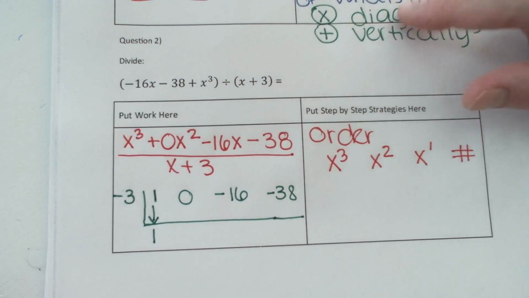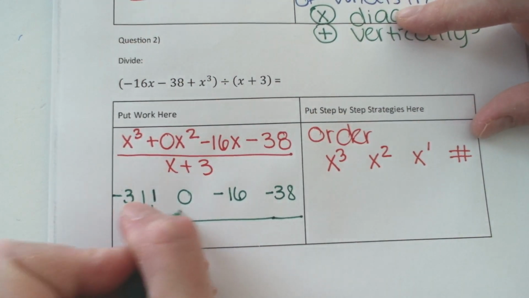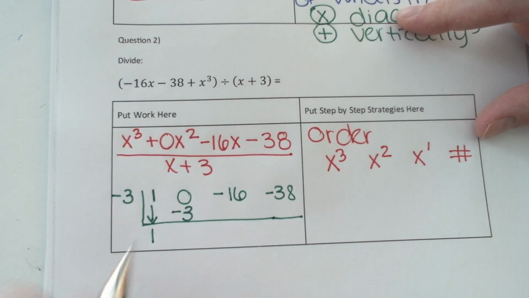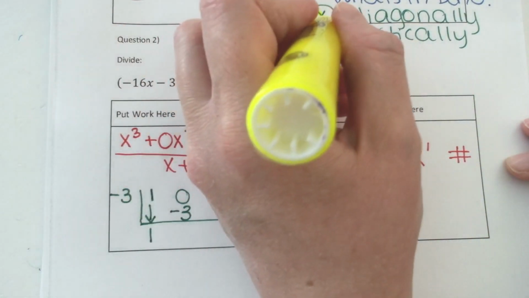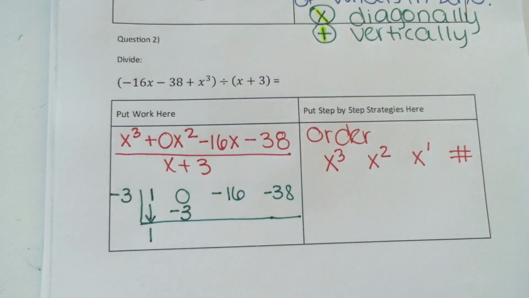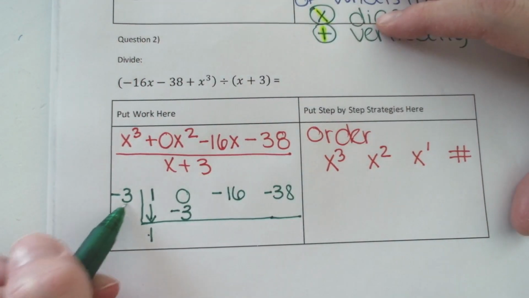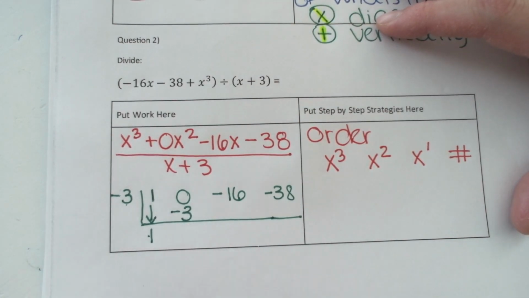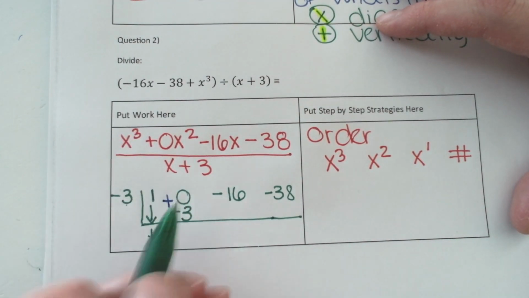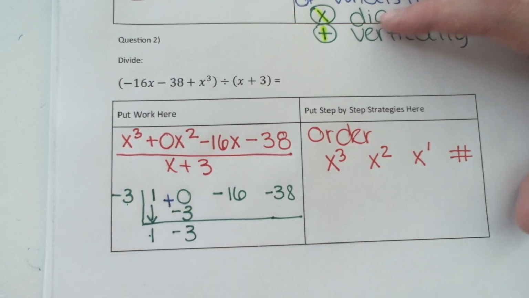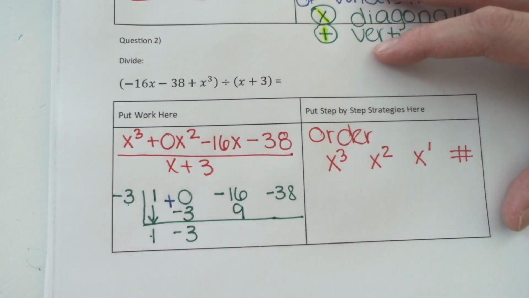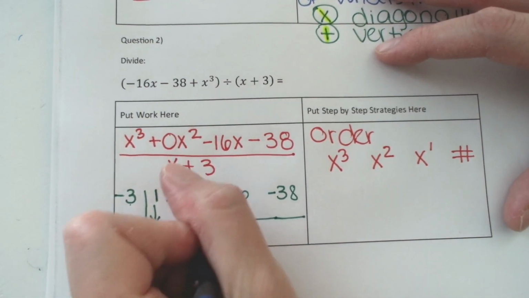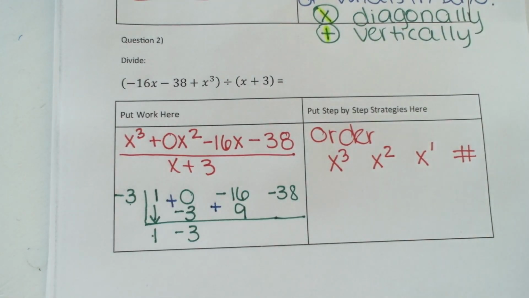And then multiply diagonally. So 1 times negative 3 will give us a negative. And again, I always think about that little multiplication sign as having a diagonal in it, and then the addition sign has a vertical line in it. So 1 times negative 3, and then add vertically to get 0 plus negative 3, so get negative 3. And then negative 3 times negative 3 gives us a positive 9. Add vertically.